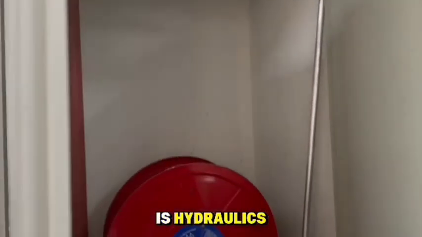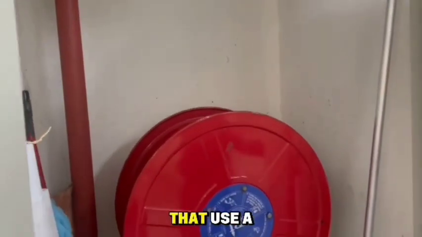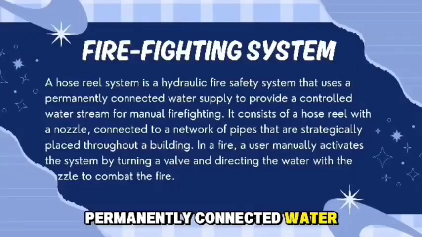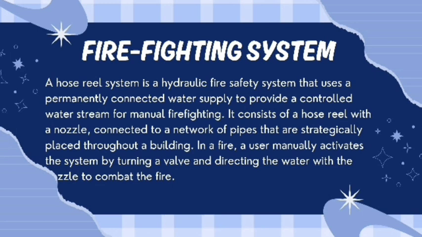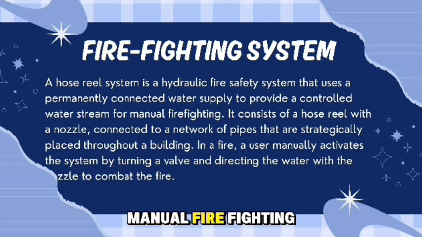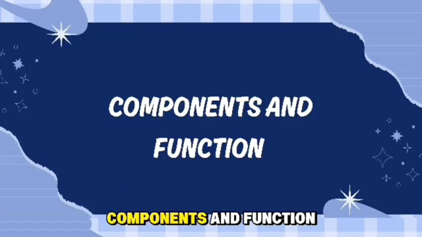Hose reel. A hose reel system is a hydraulic fire safety system that uses a permanently connected water supply to provide a controlled water stream for manual firefighting. It consists of a hose reel with a nozzle connected to a network of pipes that are strategically placed throughout a building. In a fire, a user manually activates the system by turning a valve and directing the water with the nozzle to combat the fire.